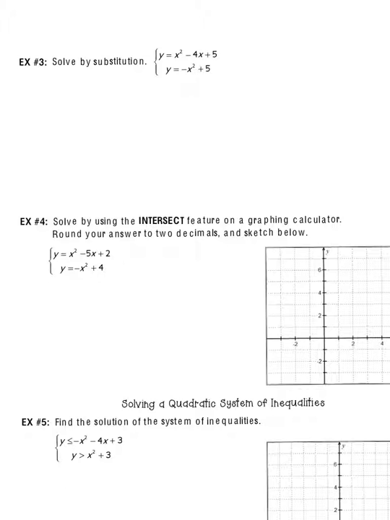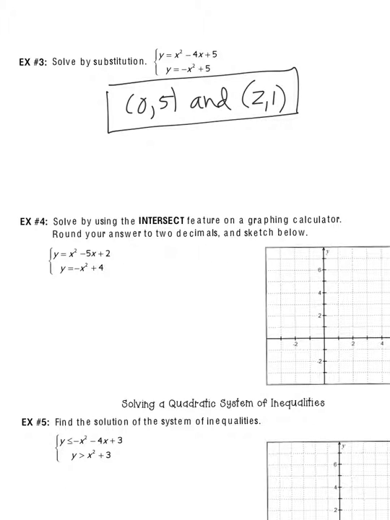But again, I don't want you using substitution. I want you to use the graphing feature on your calculator. And so use that second calc intersect, and you should get the following solutions: 0, 5 and 2, 1. So pause the video and practice that until you get those 2 solutions.